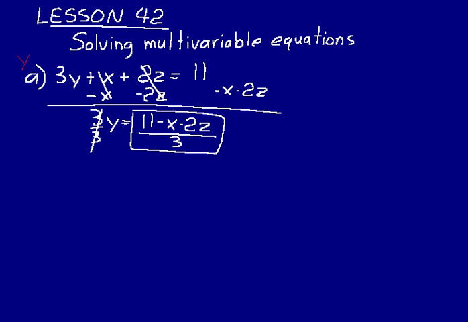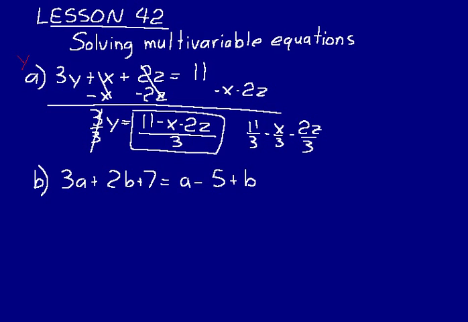Now we could also write that as individual fractions: 11 thirds minus x over 3 minus 2z over 3. We can do it that way as well. And usually in the answer key and solutions manual, that's how they'll have it. They'll have individual fractions instead of everything over the same fraction or the same denominator. It's important, though, to understand that everything on the right side is divided by that 3.